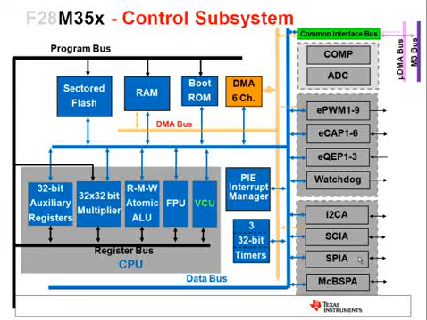Although the ADC, the comparator, and the temperature sensors are not part of the control subsystem, they can be accessed through the CIB, or the Common Interface Bus.